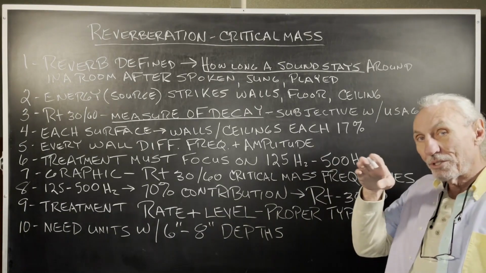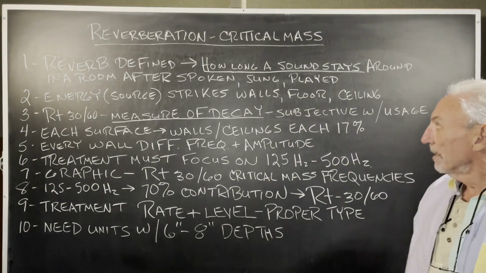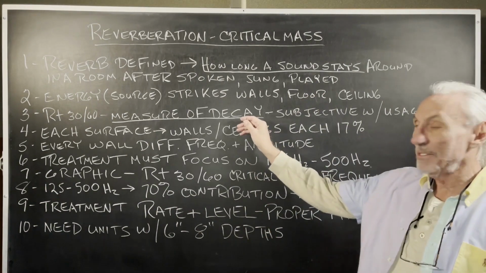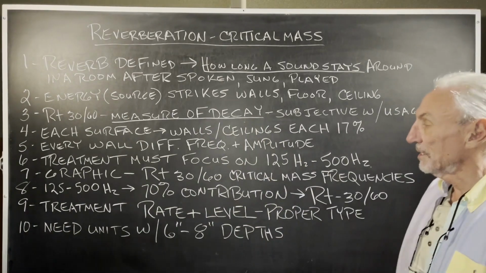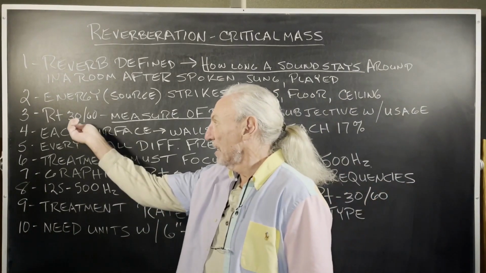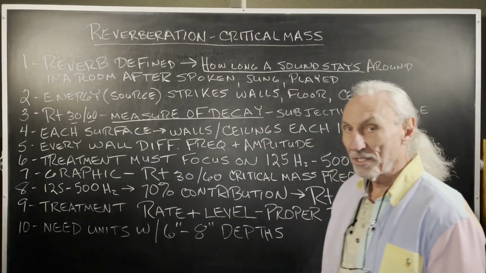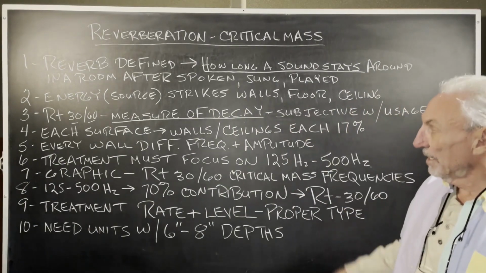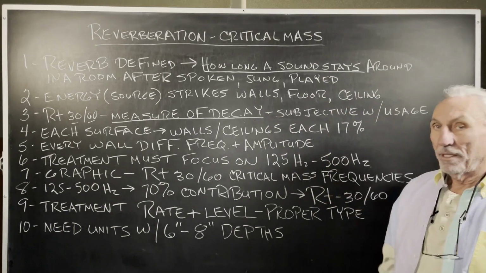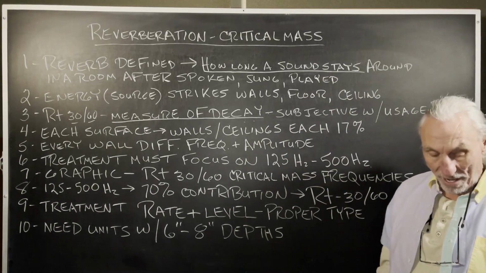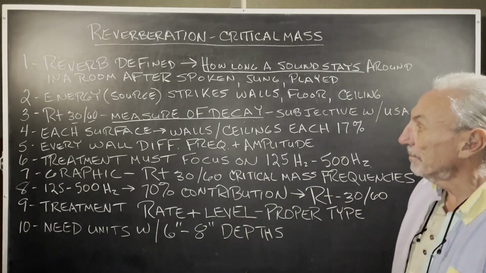RT30/60 is a measure of that, how long a sound stays. It's a measure of decay. So when you see RT30/60, that's the time domain, and then you can see the decay rate, and it fits the definition of how long a sound stays around in the room, right?